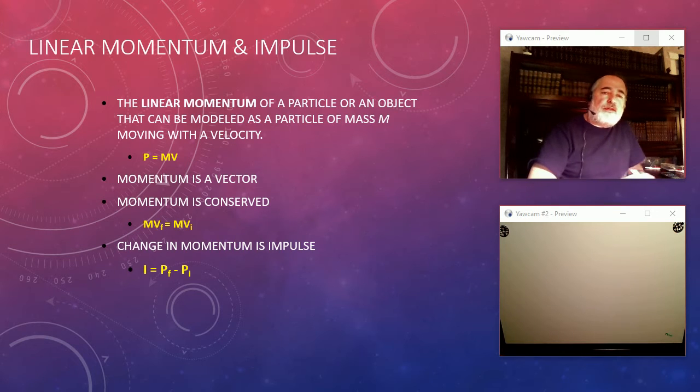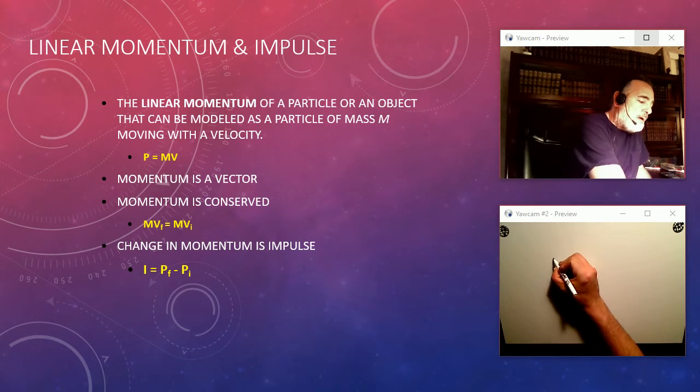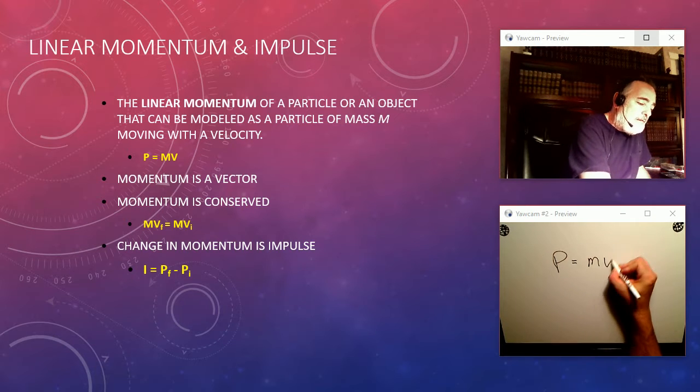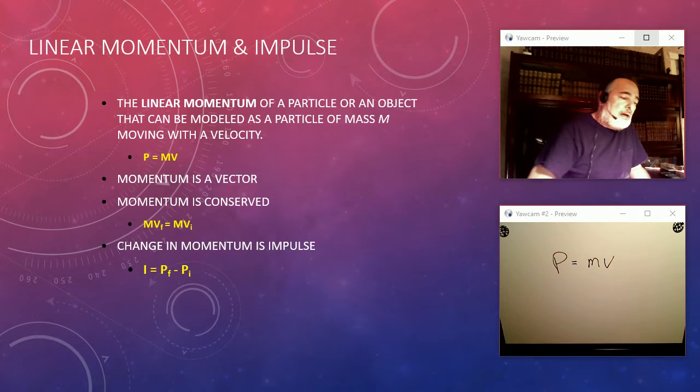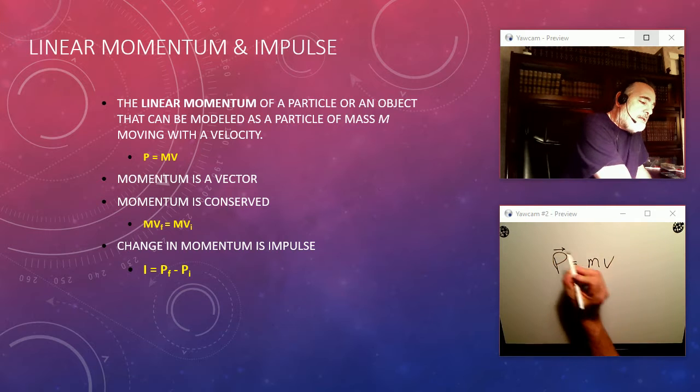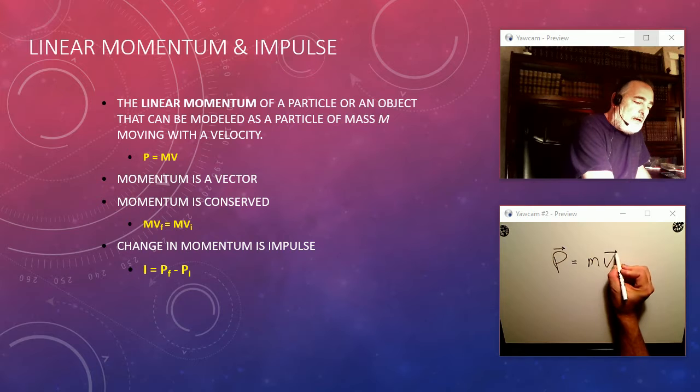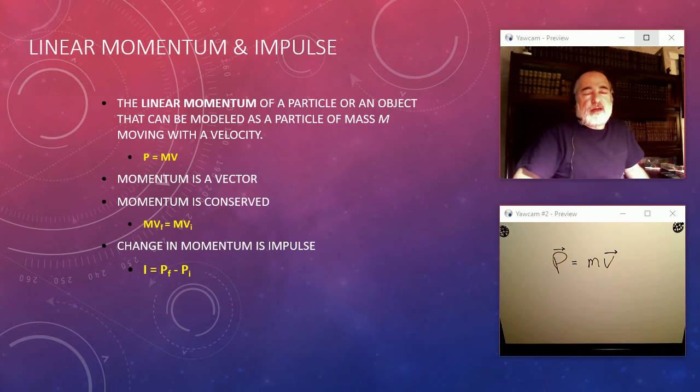So first we have to define these terms and what linear momentum is. Linear momentum is a way that we can describe and model a particle in terms of its movement with velocity. For linear momentum, we use p equals mv. Mass is a scalar, momentum is a vector, and of course velocity is a vector.